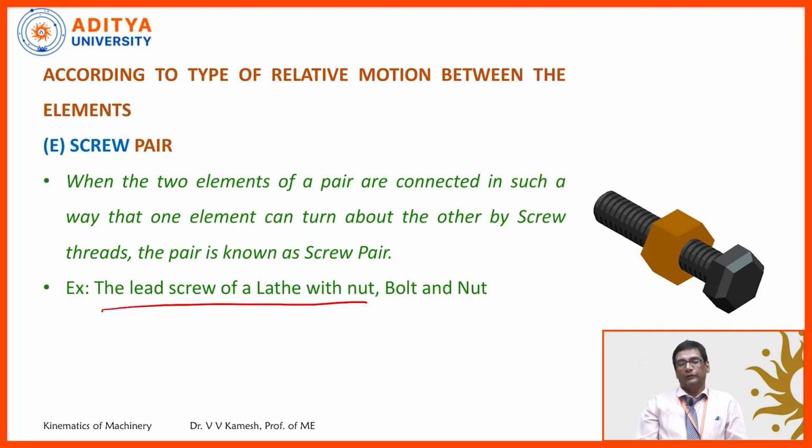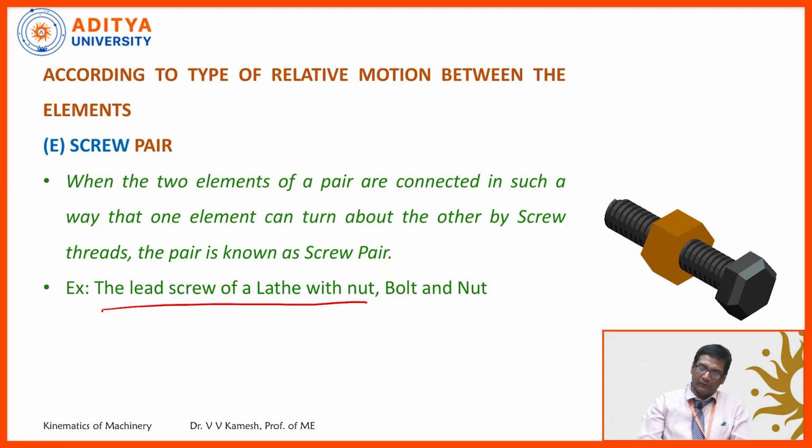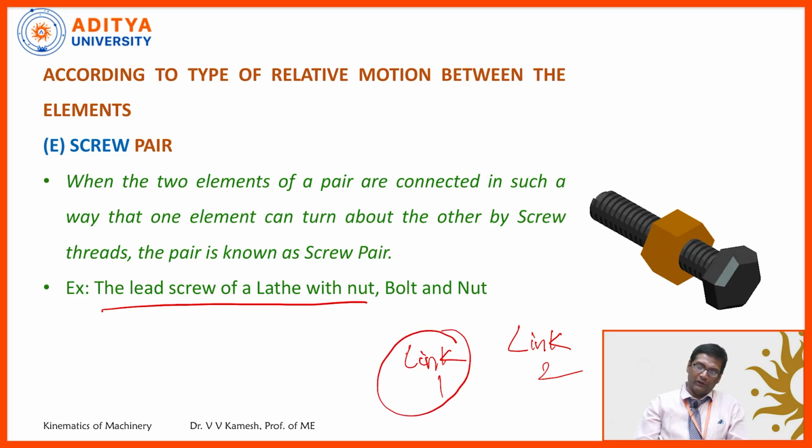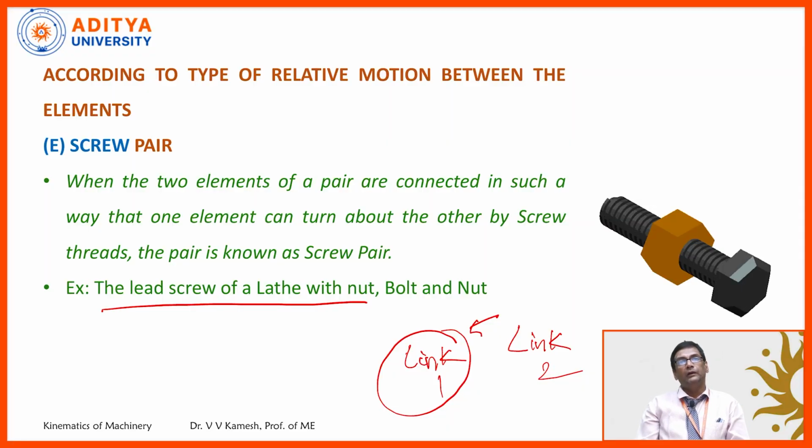But here you see in the industrial case, the lead screw of a lathe with the nut. Here we are discussing the linear movement. Okay, link number 1, link number 2. Two links are there. One link is moving over the other link. Suppose link 1 is fixed. Link 2 is moving over link 1, right? How is it moving? By means of a screw. If it is by means of a screw, it is called a screw pair.